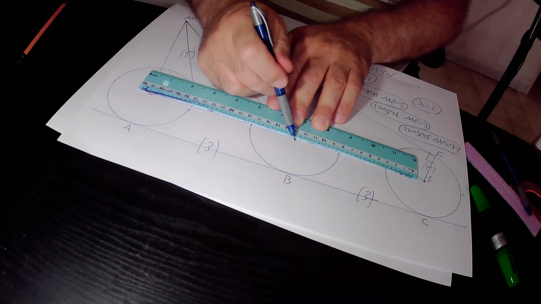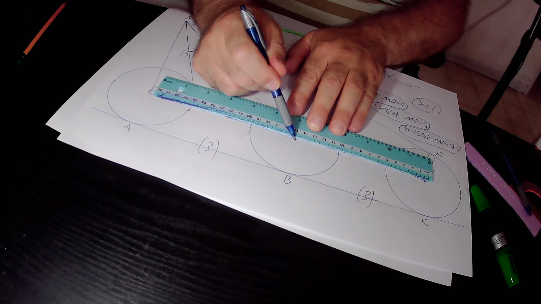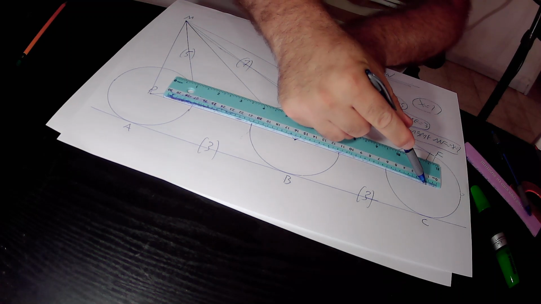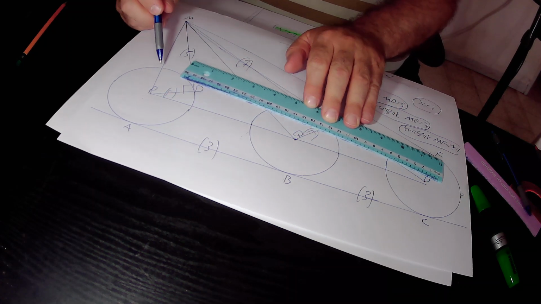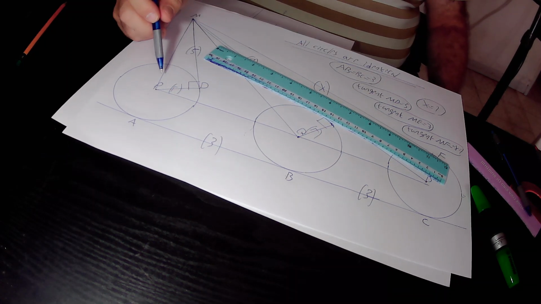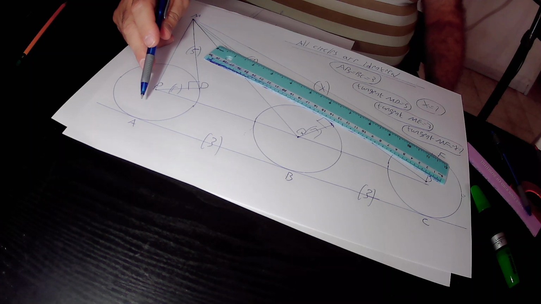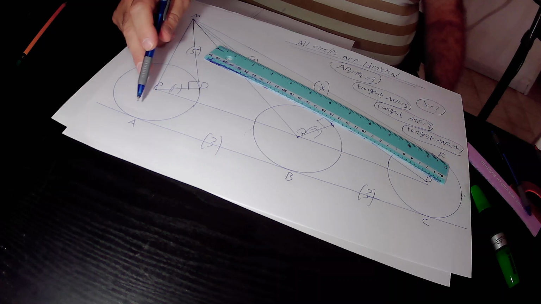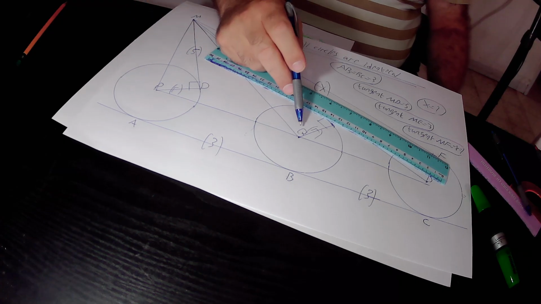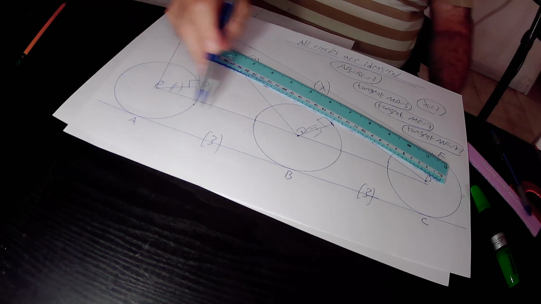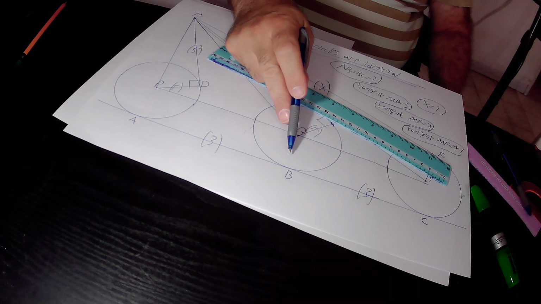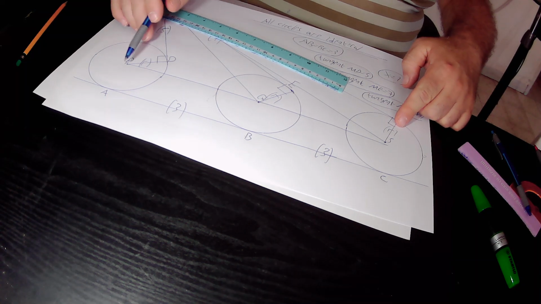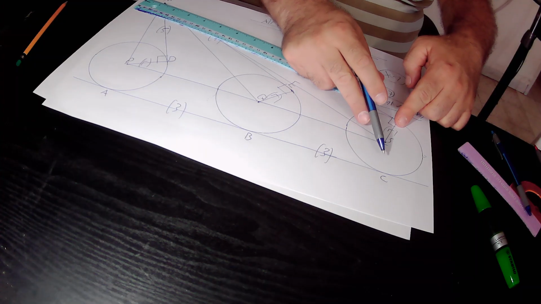Actually, we know that the distance of the 3 points P, Q, and S from the straight line ABC is R, because the distance of point P from the straight line ABC is PA, and PA equals R. The distance of point Q from the straight line ABC is QB, and QB equals R. And finally, the distance of point S from the straight line ABC is SC, and SC is also R.